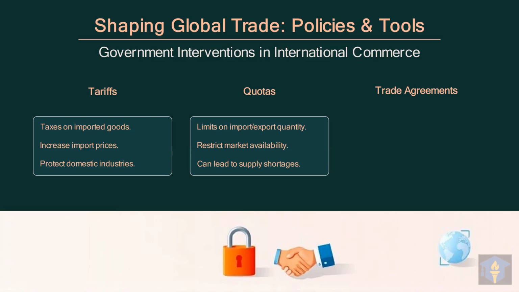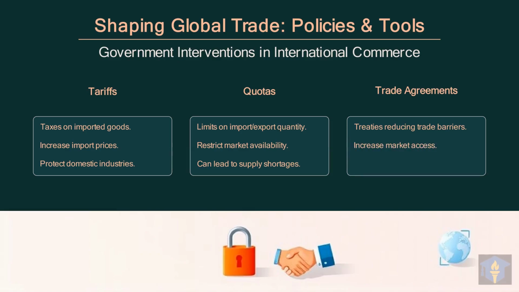Now let's consider trade agreements, which represent a different approach. These are treaties between countries that aim to reduce trade barriers and restrictions. By lowering barriers, trade agreements significantly increase market access for participating nations. They promote international cooperation and facilitate freer movement of goods and services.